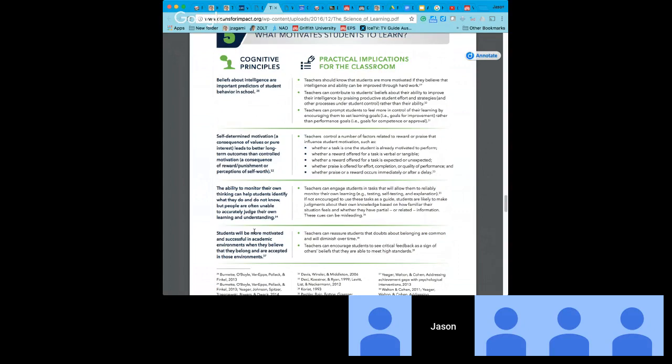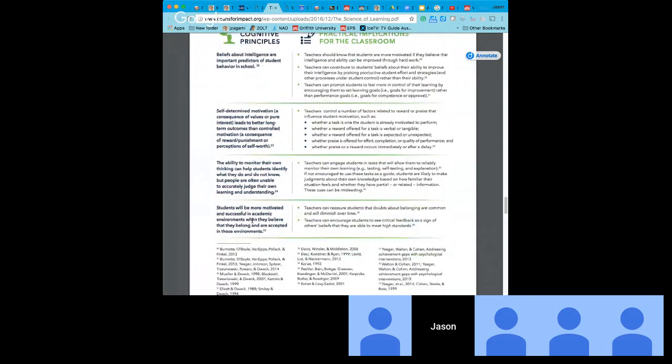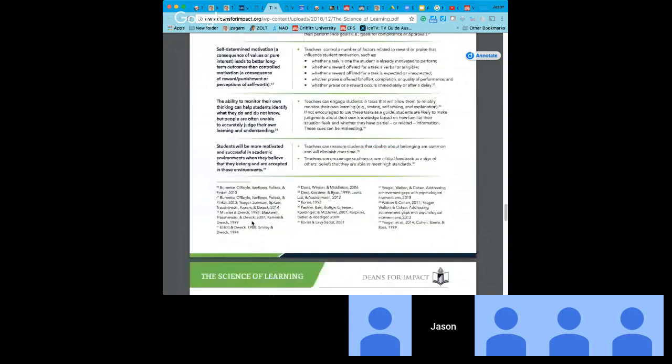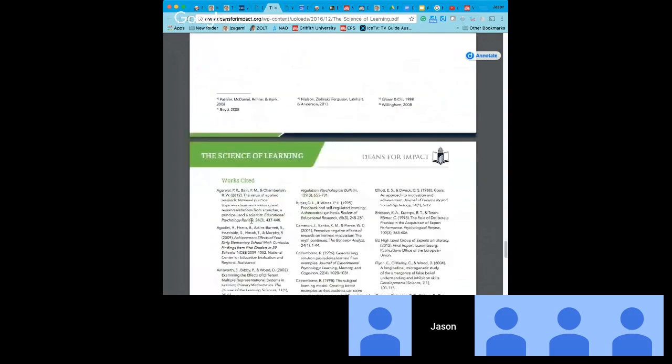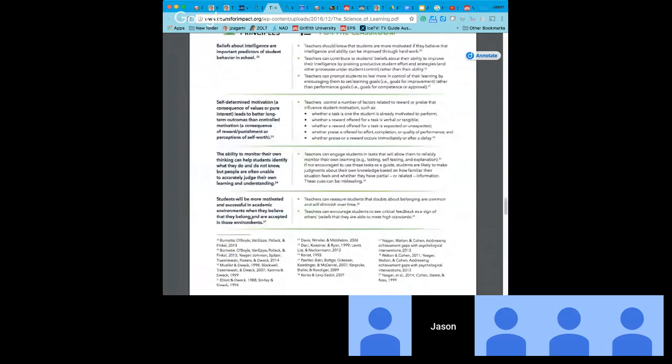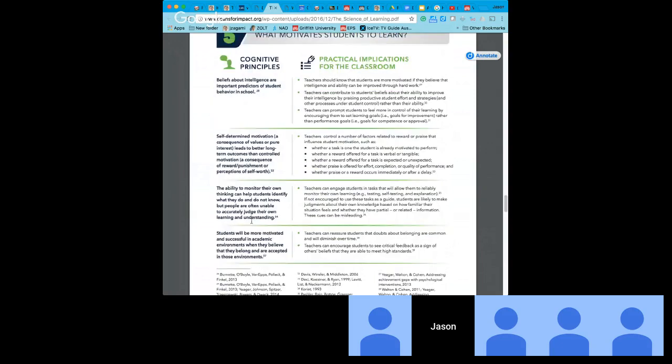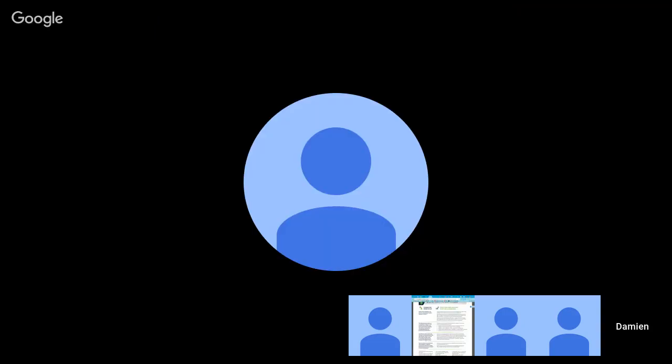So does anyone have any comments or things you want to raise about cognitive science and the elements that that can introduce into your implementation plan? I think that there are parts of these cognitive principles that you could actually borrow from to help argue the case to implement your change.